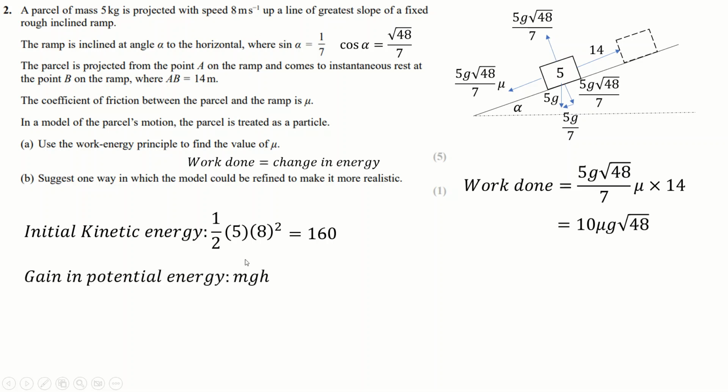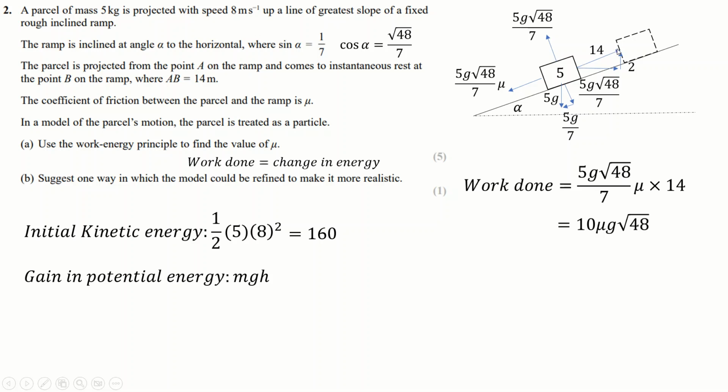And then there's also another change in energy, which is the gain in potential energy. So if we draw a little triangle out here, like this, it's gained this much height. This is alpha because it's just corresponding angles. So this here is 14 sine alpha. Sine alpha is a seventh, so 14 times a seventh is just 2. And it's gained 2 in height. This is actually just the triangle we were thinking about earlier, times by 2, isn't it?